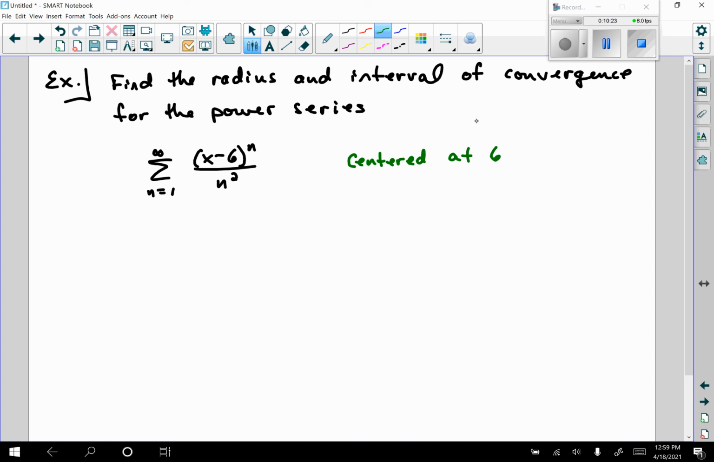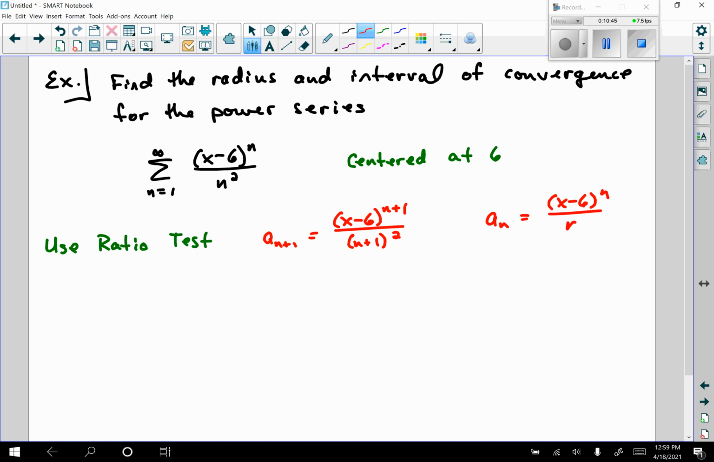test to find out a little bit more about this. So this is where we want to write out a sub n plus 1. This becomes (x minus 6)^(n+1) over the quantity (n plus 1) squared. And then a sub n is just equal to what we were given. So then we'll take the limit as n goes to infinity of the absolute value of a sub n plus 1 over a sub n.